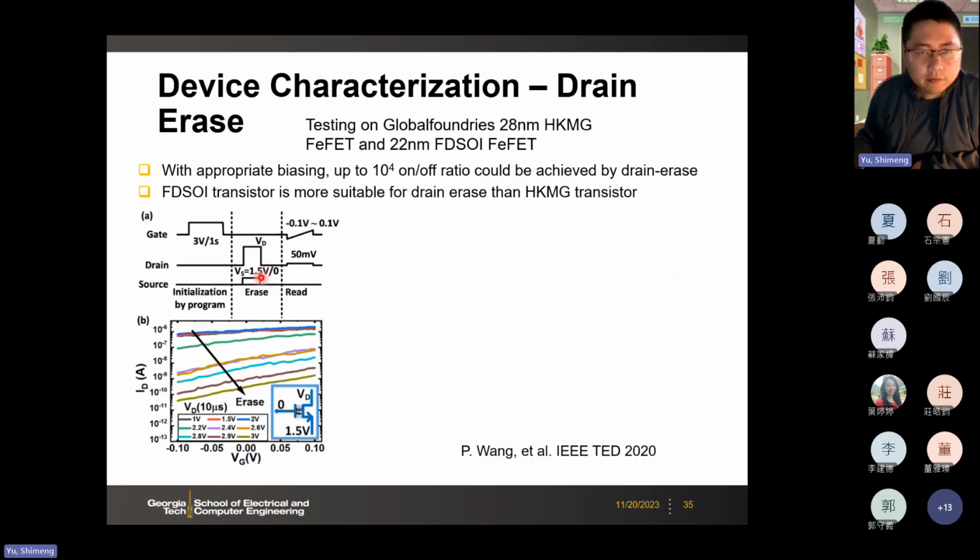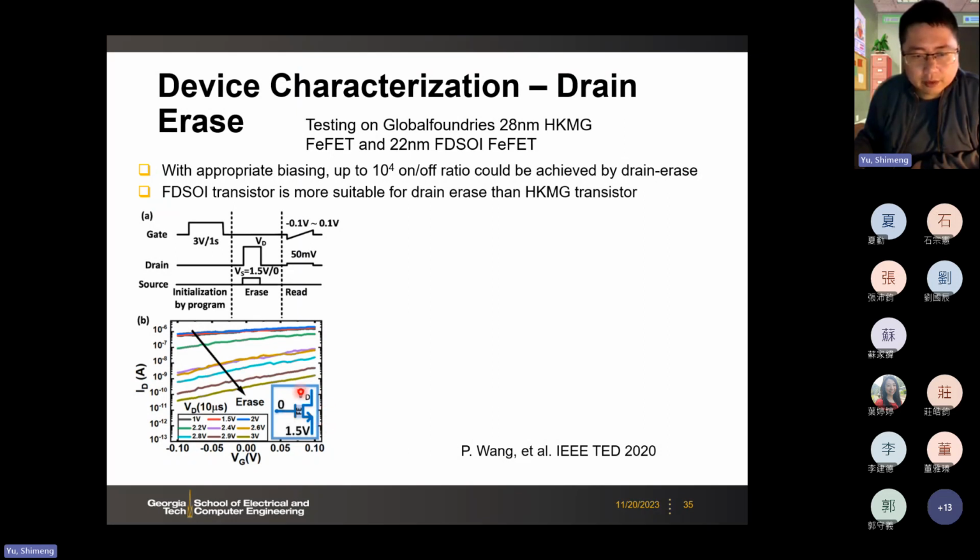Here is a waveform for the testing, and you can think of this as the configuration we are going to use. We ground the gate and then apply the drain voltage to erase. Initially the IDVG current is high, but as we ramp up the VD voltage from 1 volt to 3 volts, we can progressively reduce the current. That means the erase is successful. So the erase voltage comes from the drain, not from the body.